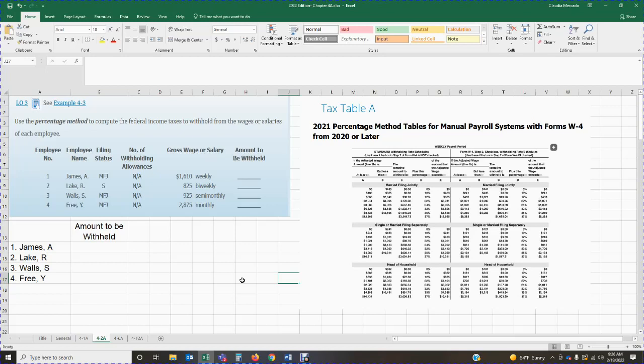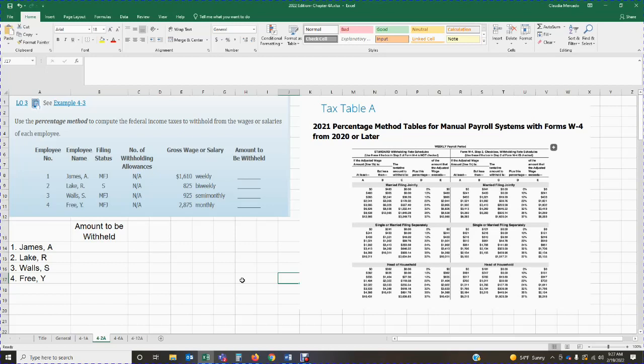Now, when we are talking about the percentage method, the textbook outlines two steps. The two steps outlined in your textbook are: step number 1, determine the amount of the gross wages earned, filing status, adjustment on Form W-4, and frequency of pay. Step 2 is to determine the withholding tax by referring to the appropriate percentage method withholding tables.